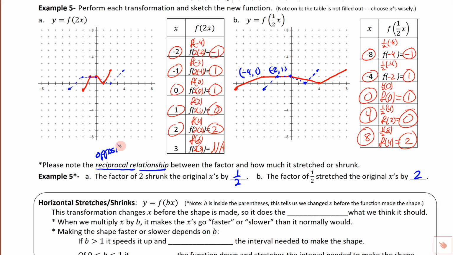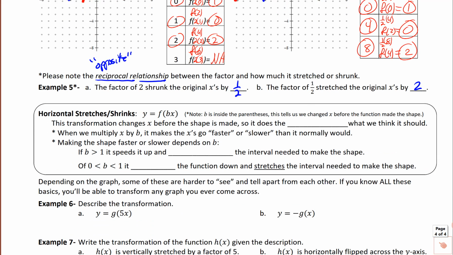So I'm going to write down opposite right here, and I'm going to put that in parentheses. A reciprocal isn't really an opposite, but it does kind of do the opposite of what you'd think. You would think that this would horizontally stretch it out. It doesn't. It shrinks it, and you'd think that would horizontally shrink it. It doesn't. It actually stretches it. So let's come down here.